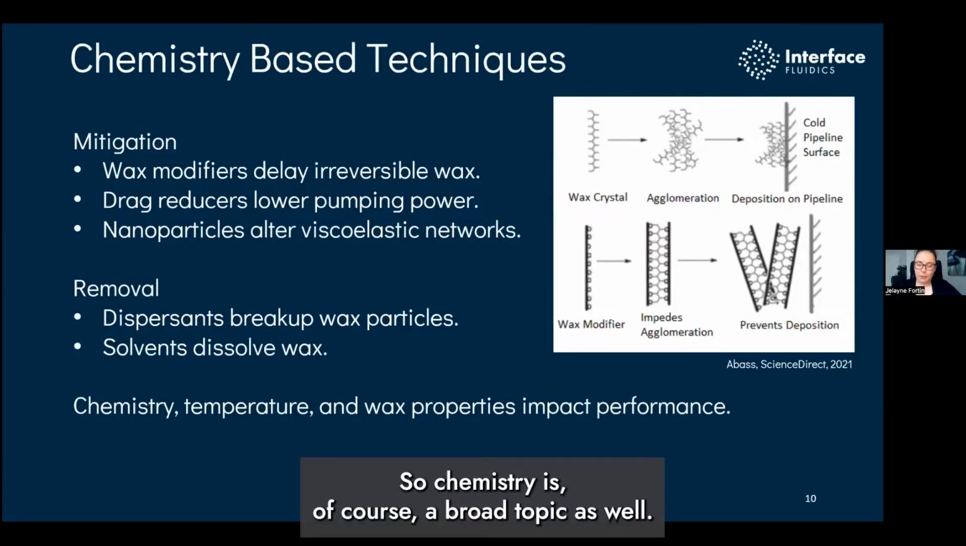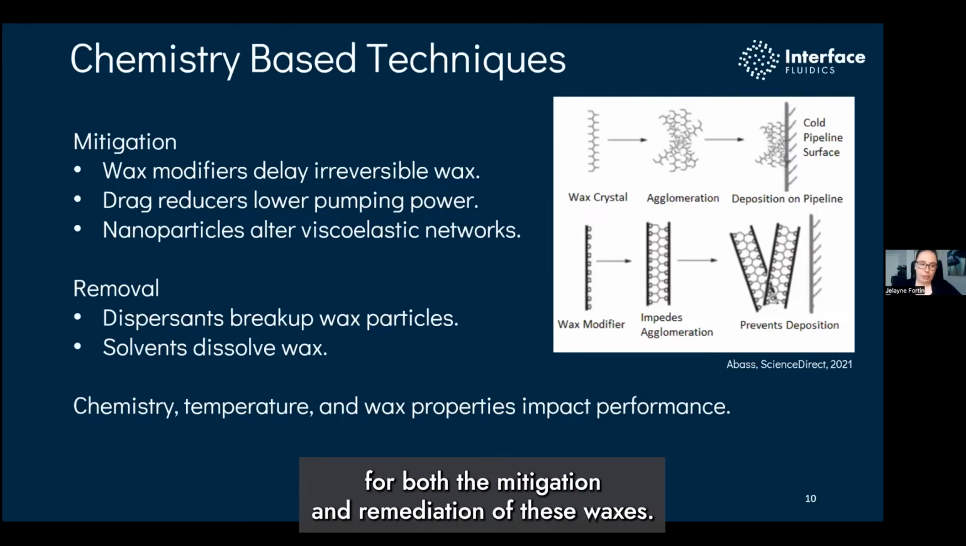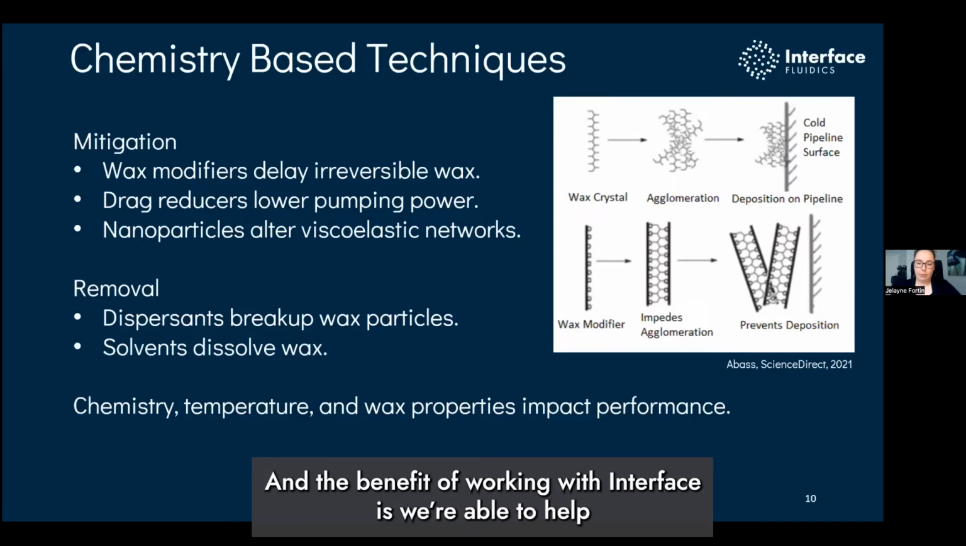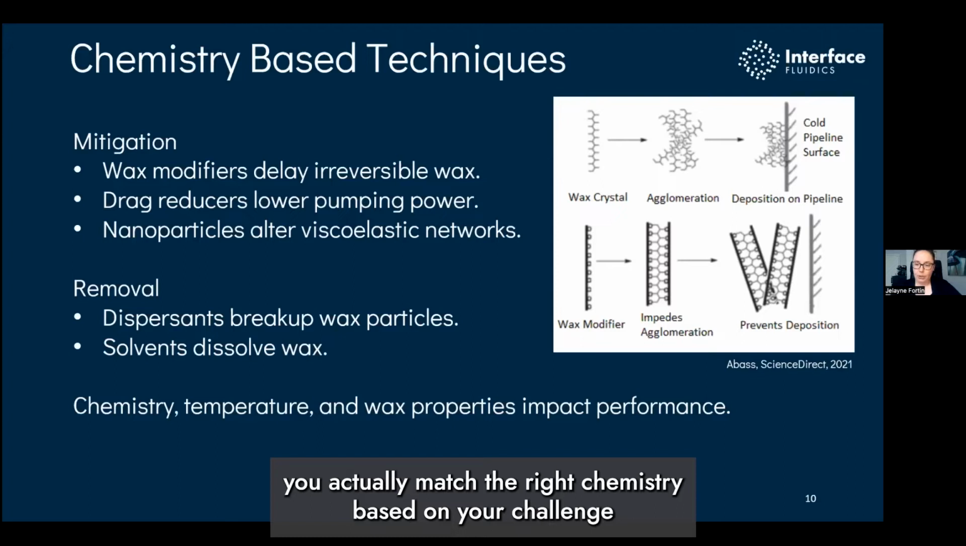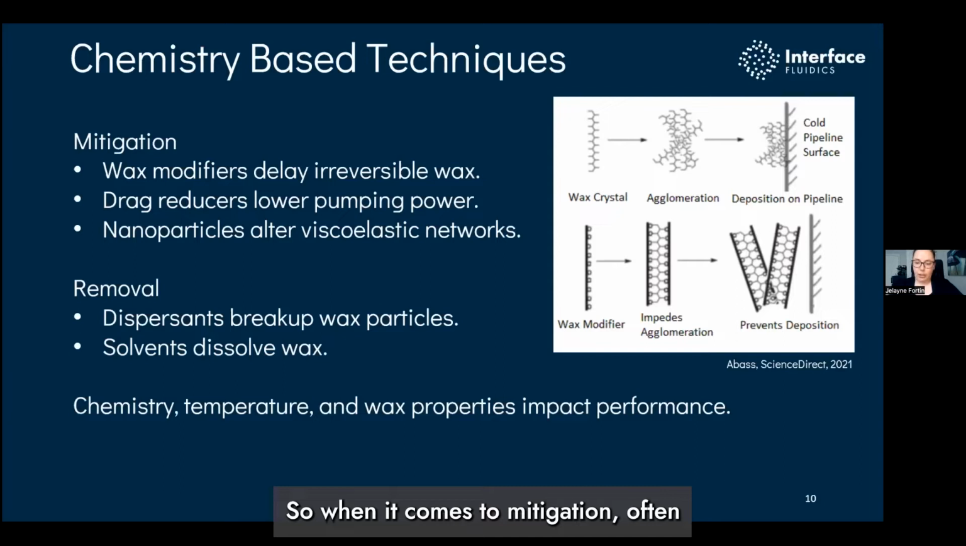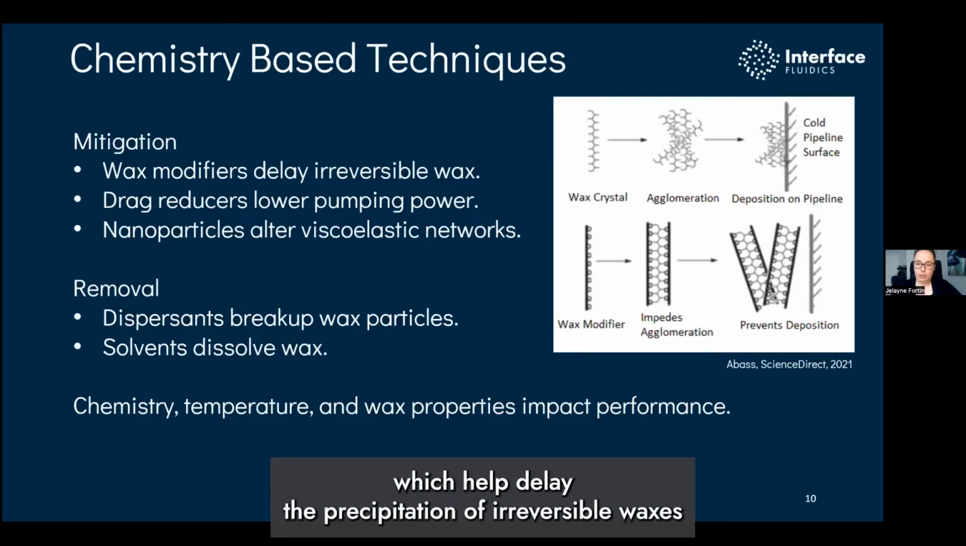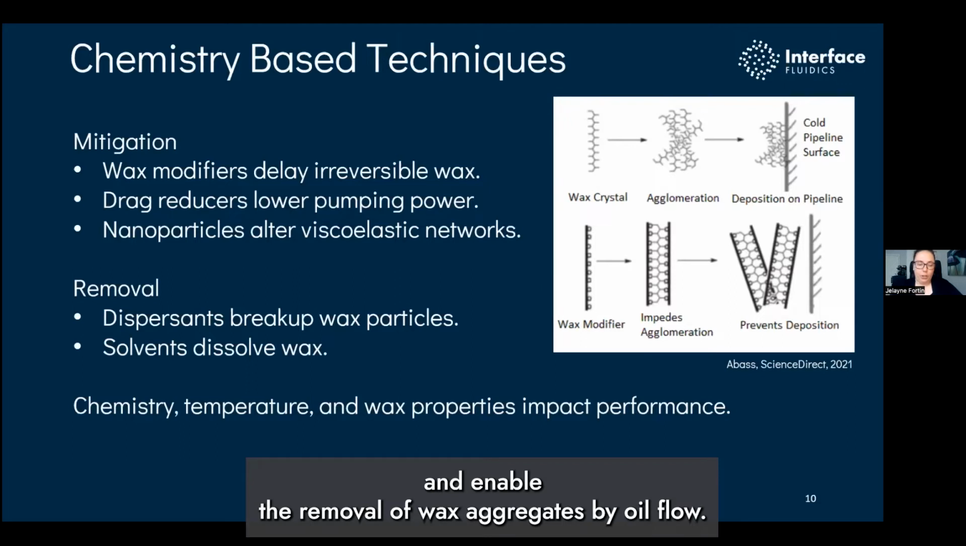Chemistry is, of course, a broad topic as well, and there are a number of different chemistry-based techniques for both the mitigation and remediation of these waxes. The benefit of working with Interface is we're able to help you match the right chemistry based on your challenge or your application. When it comes to mitigation, often different chemistries like crystal modifiers are used, which help to delay the precipitation of irreversible waxes and enable the removal of wax aggregates by oil flow. They also help prevent the agglomeration of these waxes.